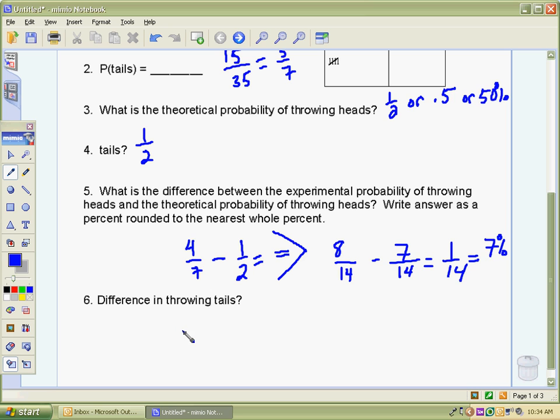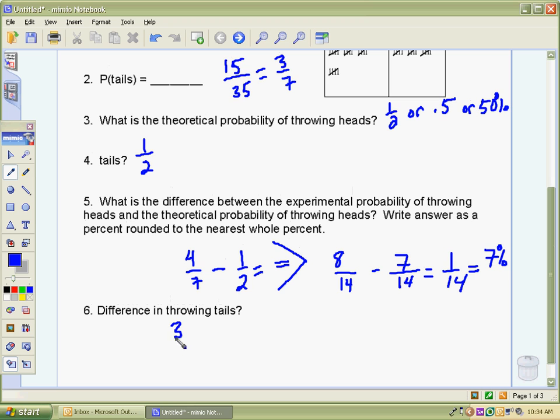Well, the experimental probability of throwing a tail was 3 out of 7. The theoretical was still 1/2. So again, my common denominator is going to be 14. I don't know if you've ever seen a fraction being subtracted like this, but notice that my denominators, when I'm adding or subtracting, don't change. So I'm just going to make one denominator. And 7 goes into 14 2 times. 2 times 3 is 6. 2 goes into 14 7 times. 7 times 1 is minus 7.